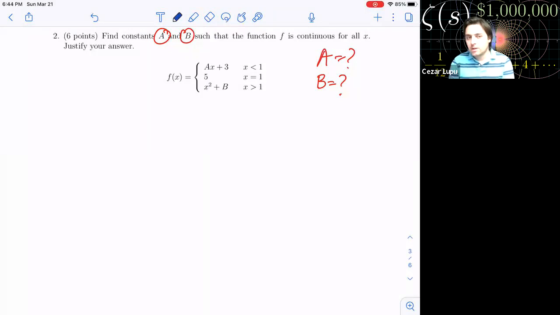So let's see. You look at the function. There are 3 pieces right there. And I know that the function is continuous for all x. In particular, since it is continuous for all x, it will be continuous at what point? We do have a specific point in the definition of our function. What is that point that we need to be specific?